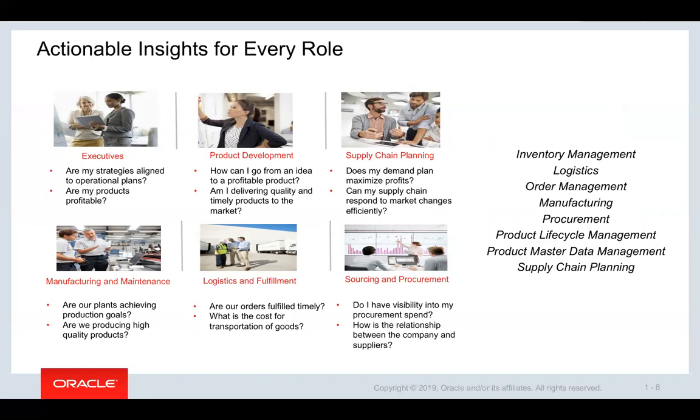Oracle OTBI provides actionable insights for every role across every function and organization. For executives: what are the margins and revenue for item categories? What am I selling? Which products are more profitable? Analysis like, for product development, what is the cycle time of bringing new products to the market? How am I doing on quality of new versus running products? From a supply chain perspective, does my demand plan maximize profits? Can my supply chain respond to market changes efficiently? What is the forecast versus the actual?